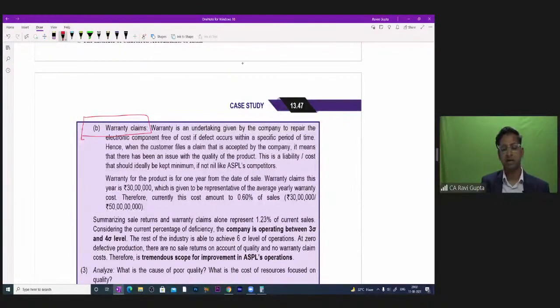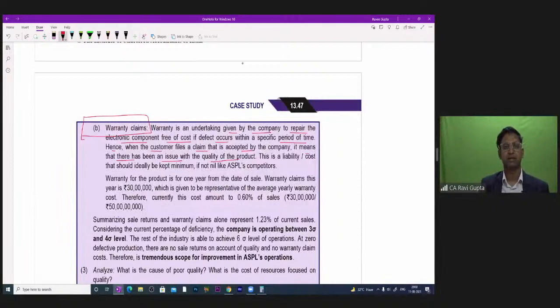Warranty is an undertaking given by the company to repair the electronic component free of cost if defects occur within a specified period of time. Hence, when the customer files a claim that is accepted by the company, it means that there has been an issue with the quality of the product. If we speak about warranty claims, warranty is an undertaking given by the company to repair the electronic component free of cost if defects occur.